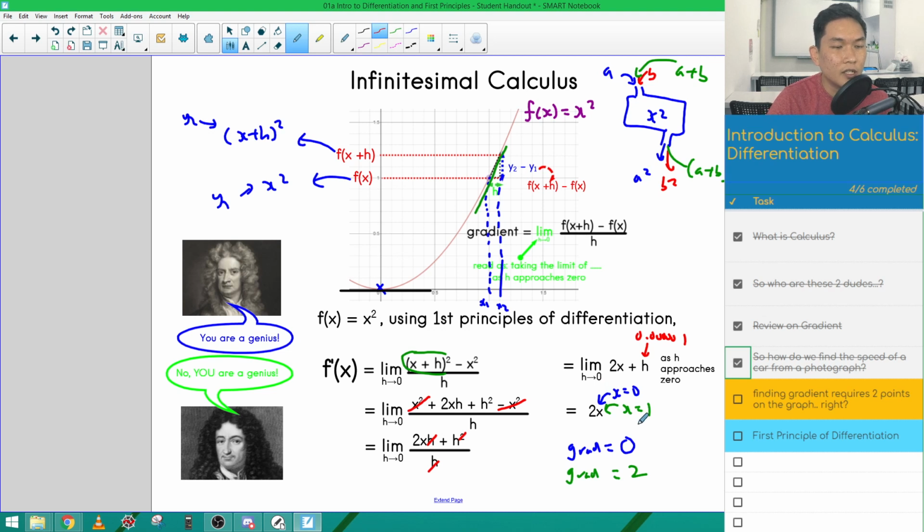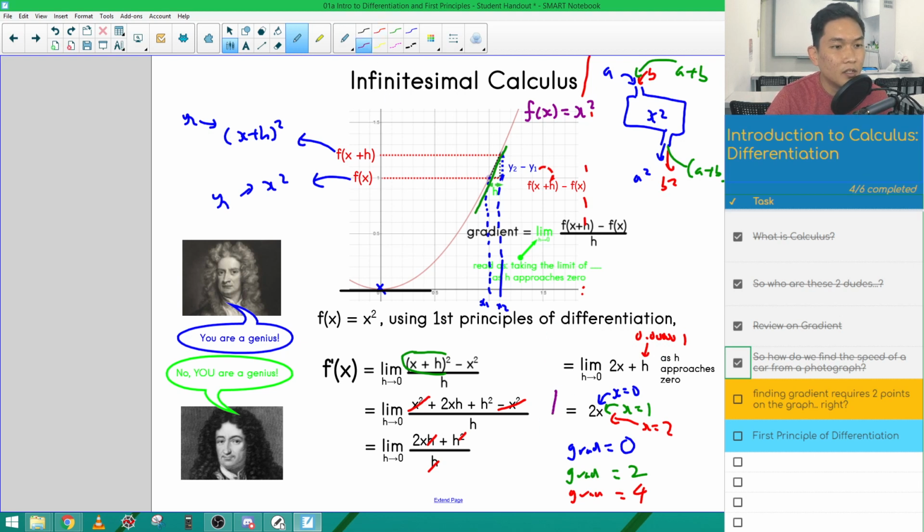Let's just try one more point for fun. Let's try, say, x equals 2. What happens? Then you get the gradient equals 4, because 2 times 2 equals 4. So somewhere over here, when x equals 2, you'll find that the slope is very, very steep, about 4. And that makes sense because the x squared graph, as you go more and more towards the right-hand side, becomes steeper and steeper as x becomes bigger and bigger. So that makes sense.